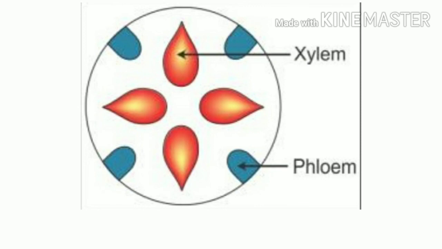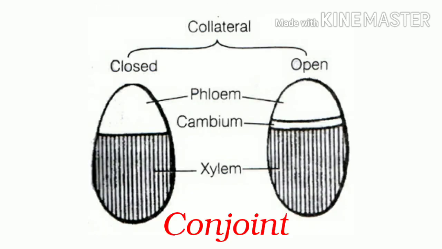In conjoint type of vascular bundle, xylem and phloem are situated at the same radius of the vascular bundle. Such vascular bundles are common in stems and leaves. The conjoint vascular bundle can either be open or closed type. In conjoint vascular bundles, usually the phloem is located only on the outer side of the xylem.